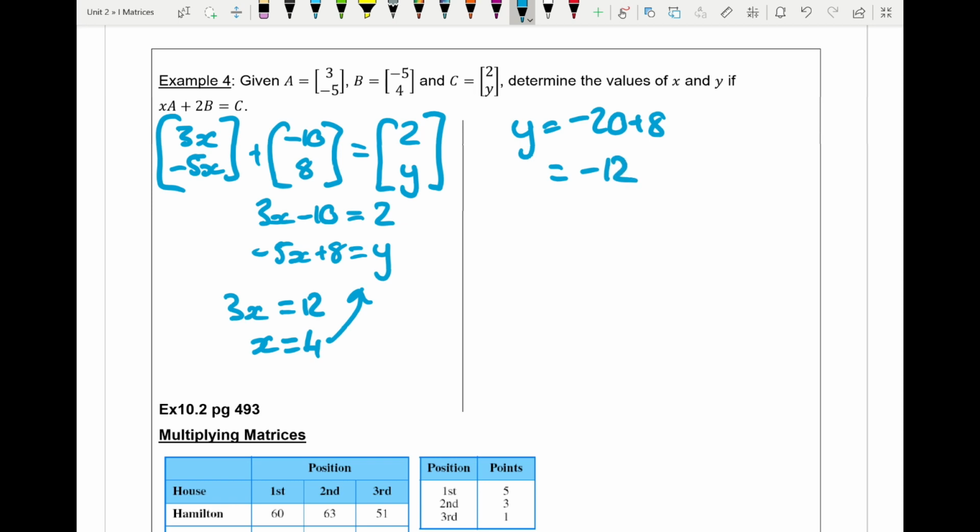So there's some early applications of matrices. How can we use it in terms of adding, multiplying by scalars, and subtracting, and how that can be useful for us. In the next video, we'll be looking at multiplying matrices.